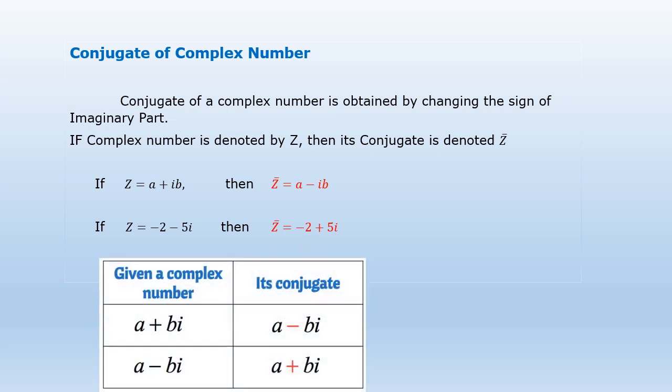In the same way, as I already told you, the conjugate of a plus bi is a minus bi, and the conjugate of a minus bi is a plus bi.